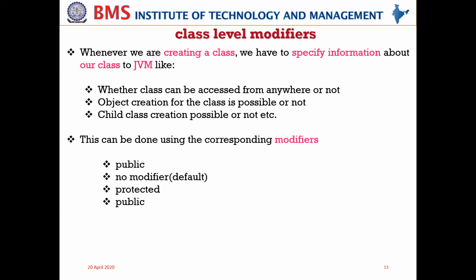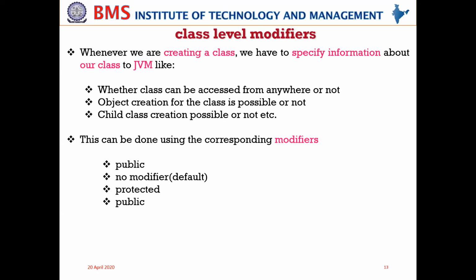Now we need to inform the JVM that yes, I have created a class. Can I access my class outside the other classes? For the created class, can I create an object for that class? So, information such as whether the class can be accessed from anywhere or not, whether object creation for that particular class is possible or not, and whether we can create a child class for that class or not. We need to specify this information about our class to the JVM.